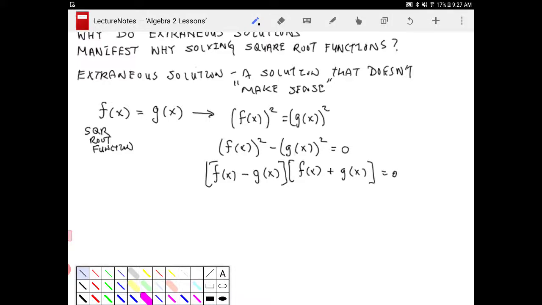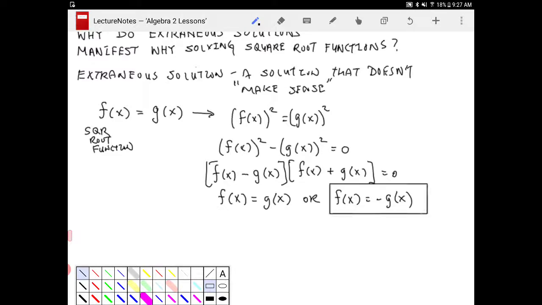So under what conditions will this equal 0? It will equal 0 if f of x is equal to g of x, or f of x is equal to negative g of x. Well, wait a minute. There's something contradictory that just took place. What's contradictory is this one right here. The original problem statement was f of x is equal to g of x, and that is true. We came to the same conclusion right there.